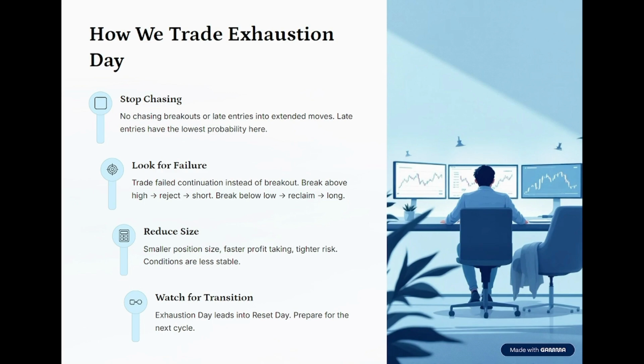Reduce size on exhaustion days, trade with smaller size for sure. Take profits faster and observe tighter risk. Remember, conditions are less stable on this particular day. Exhaustion days lead to the reset day, so always be on the lookout for a transition and prepare for the next cycle.